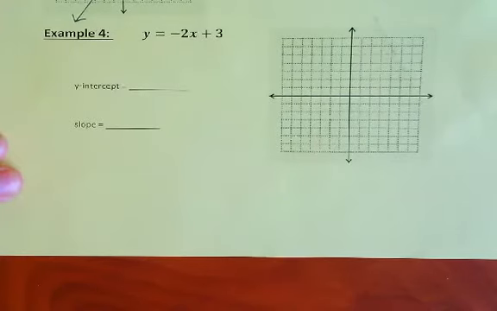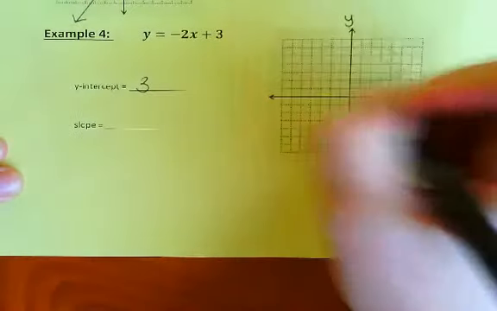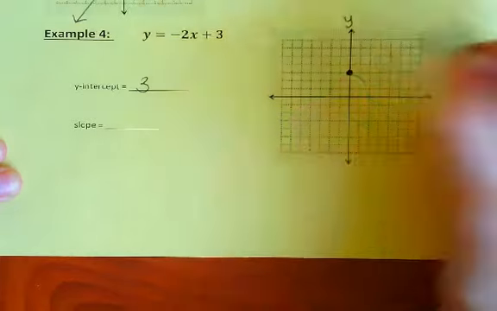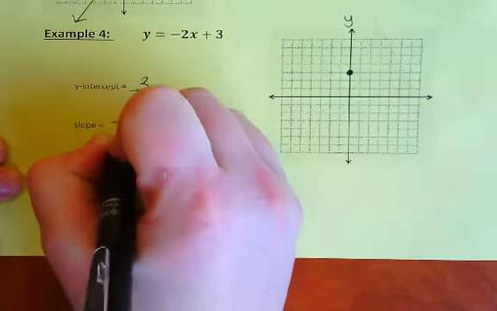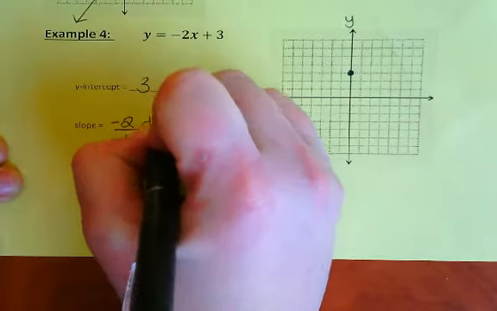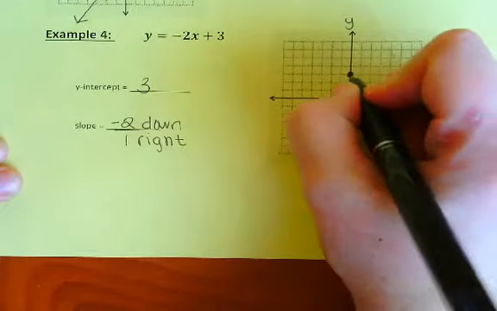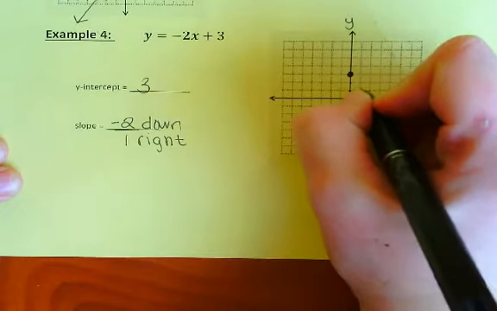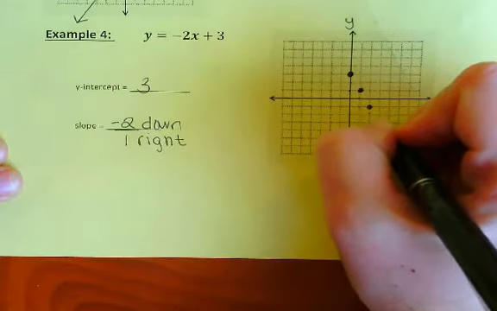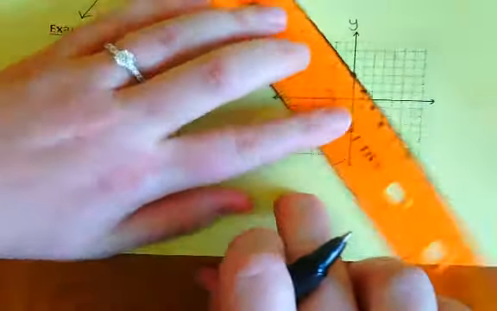For number 4, my y-intercept is +3. So on the y-axis, I go up 3, 1, 2, 3. My slope is -2 over 1. So I can go down and to the right. So 2 down, 1, 2, to the right 1. Down 2, right 1. Using my ruler to connect my points.